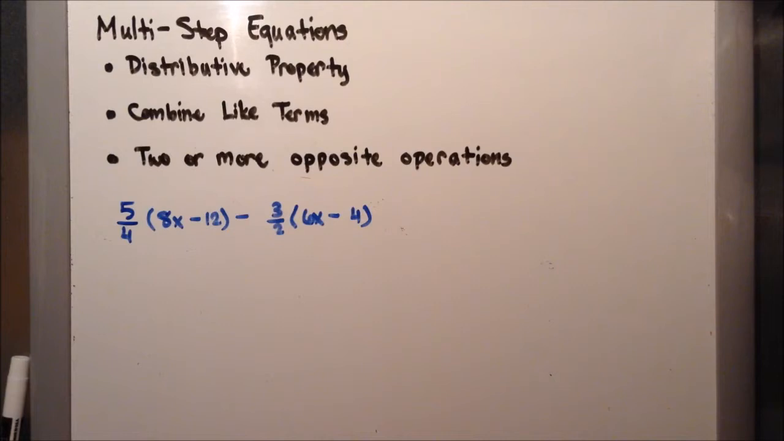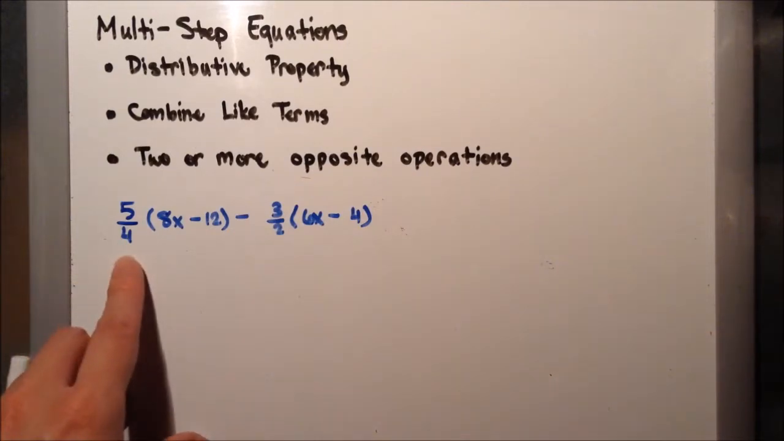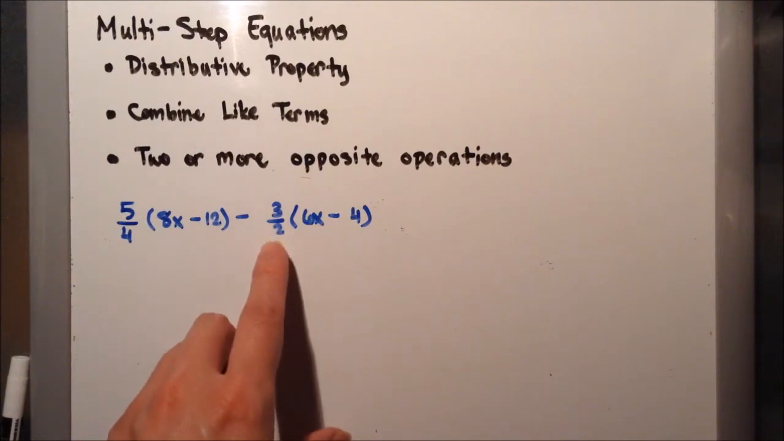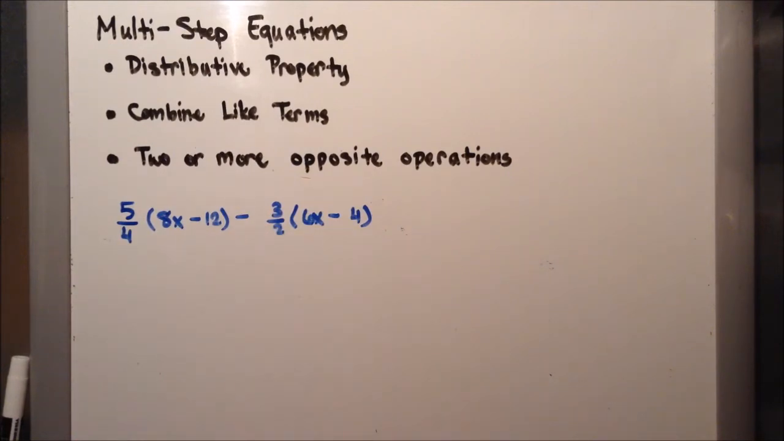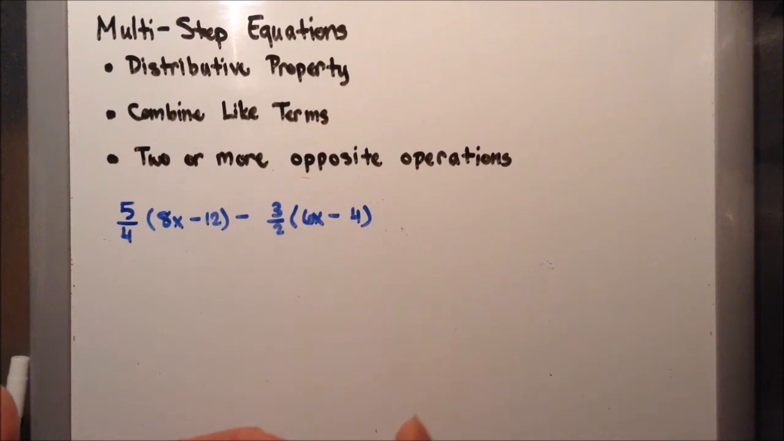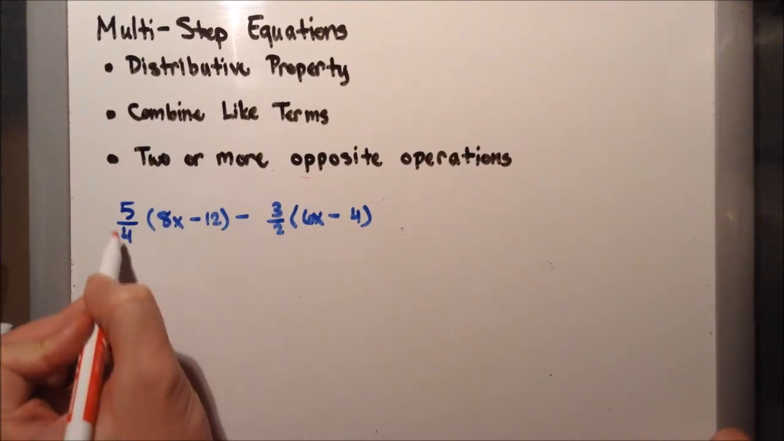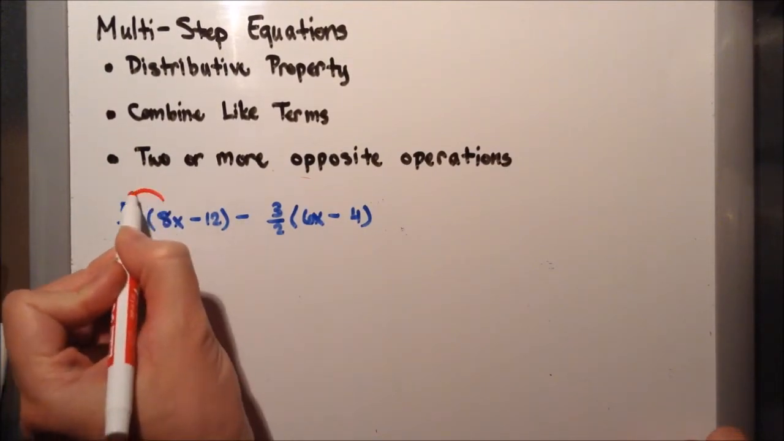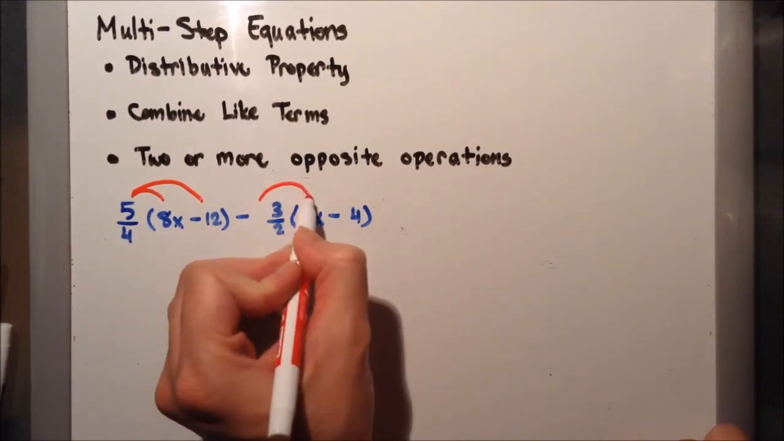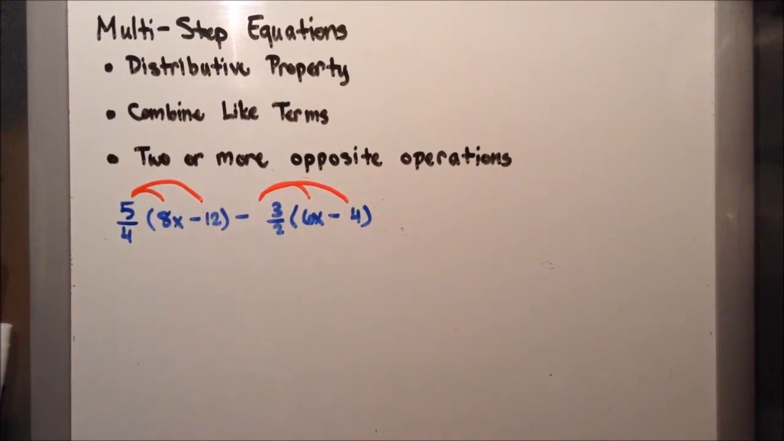Alright, so we have our second example, 5/4 times (8x minus 12) minus 3/2 times (6x minus 4). So in this example, there's no equal sign, so that means we're just going to simplify the expression. We don't have to solve for x, just simplify it. So we're going to use the distributive property because we have 5/4 in front of the parentheses, and since it's minus, it's negative 3/2 in front of the parentheses.